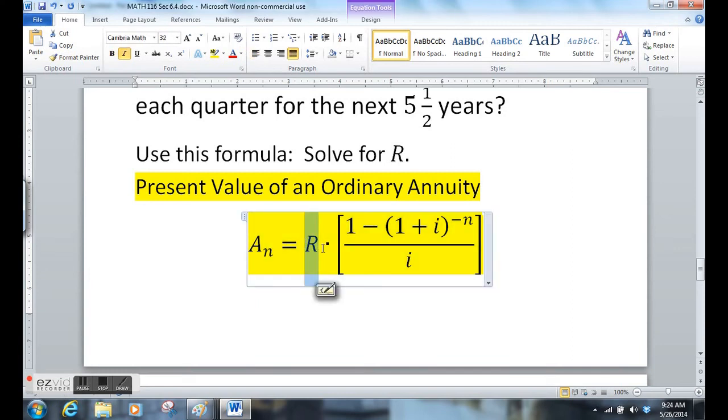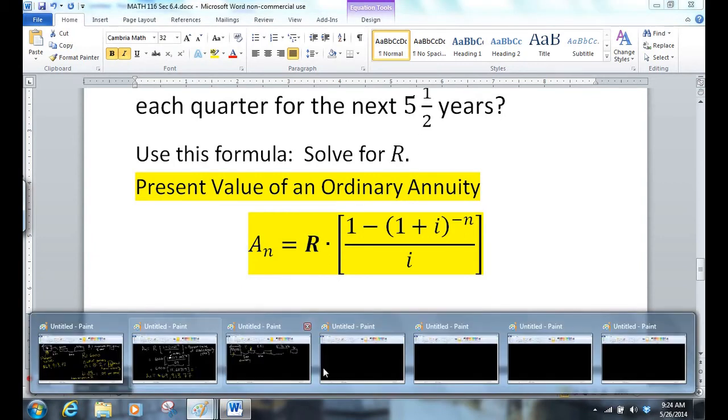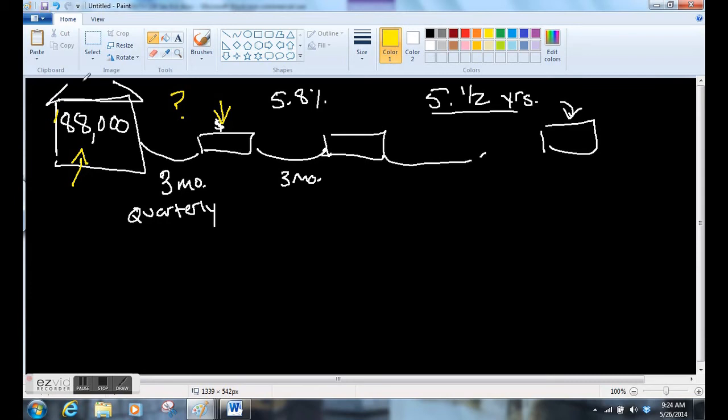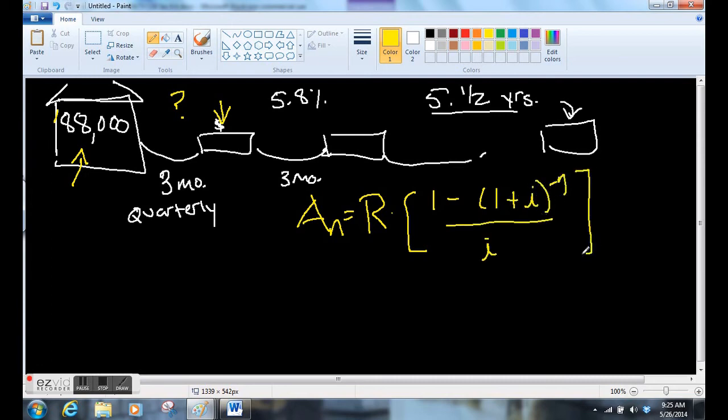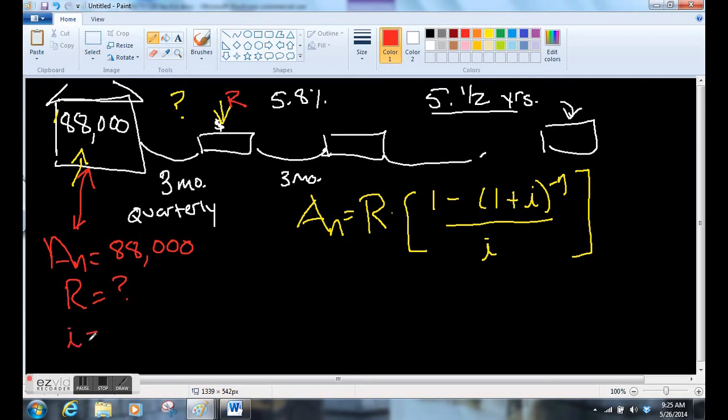So we're going to use this formula, but now we're going to solve for R, because R is the amount of the check. That's the amount of the payment. So here's the formula. A sub n equals R, that's the payment, times 1 minus 1 plus I to the negative n, all divided by I. In this case, A sub n is $88,000, because that's the present value. R is a question mark. We do not know the payment.